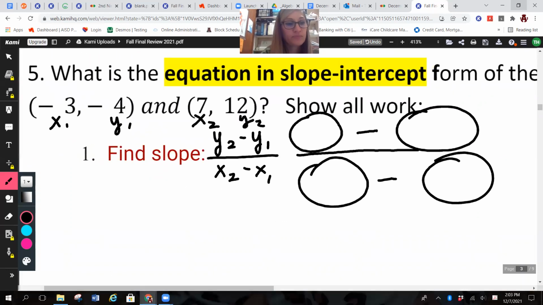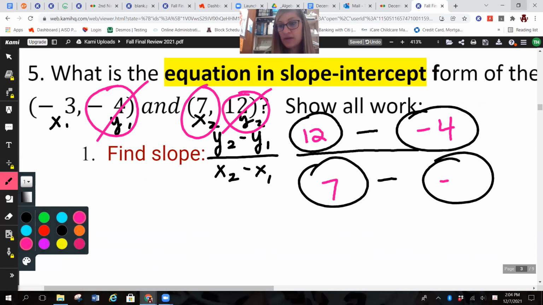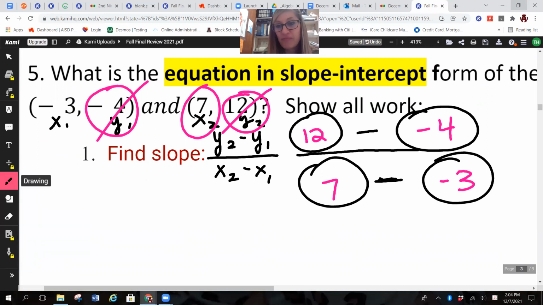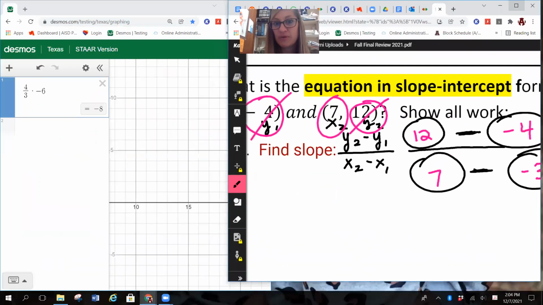Here we go. We've got 12 minus a -4. We've got 7 minus a -3. All 4 of my numbers are in the circles. If they were negative numbers, they're in the circle. If they were positive numbers, they're in the circle. And I still have my subtraction signs. And now I just have to type all of this into Desmos.